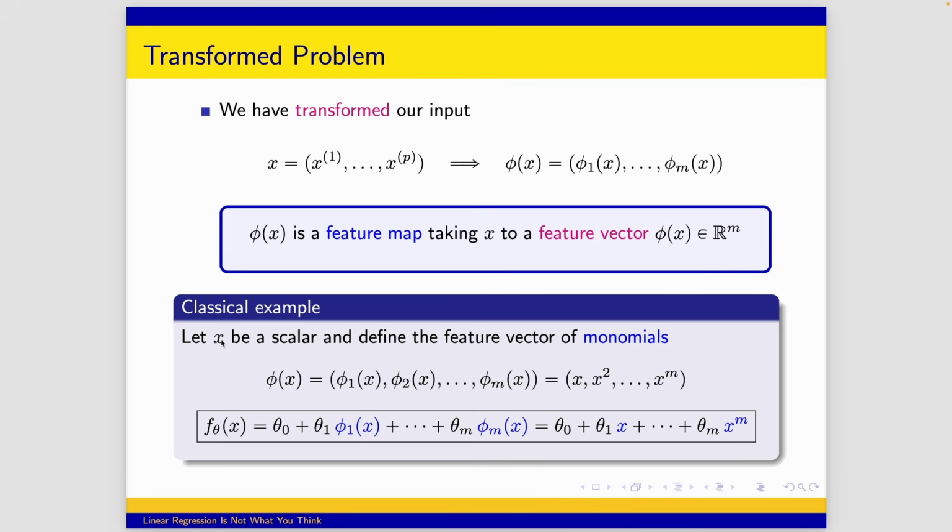So let's have a look at a classical example. So we'll take the example of x being a scalar, and we will use monomials. So for phi1, we're going to use x. For phi2, we're going to use x squared. Up to phi m, we're going to use x to the power of m. So we have this model.